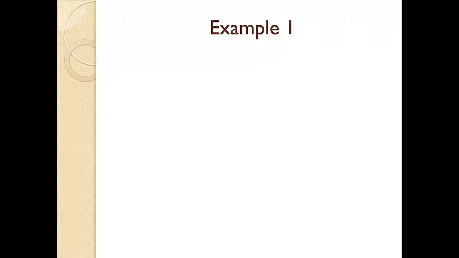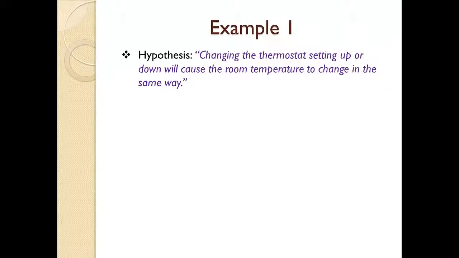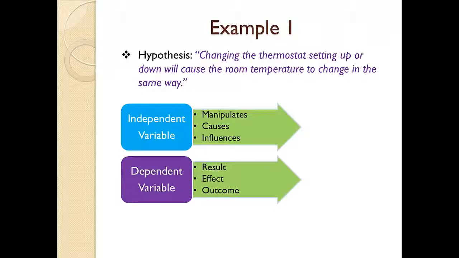Let's begin with a really simple one. Our hypothesis for this example will be that changing the thermostat setting up or down will cause the room temperature to change in the same way. Okay, let's figure out what our dependent and independent variables are in this hypothesis. The easiest way to do this is to go back to our definitions of independent and dependent variables. Based upon those definitions, we are looking for the item in our hypothesis that manipulates, causes, or influences something to be our independent variable. When I look at the hypothesis, I see that the thermostat setting is the thing I am talking about altering. Therefore, it is my independent variable.